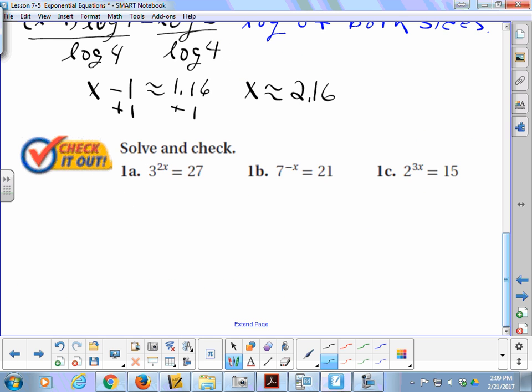So I want you to do A and B here. For 1A, you're going to be able to make the bases the same, so work on that. For B, you're not going to be able to, so you're going to have to take the log of both sides.